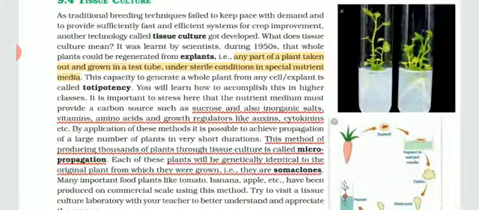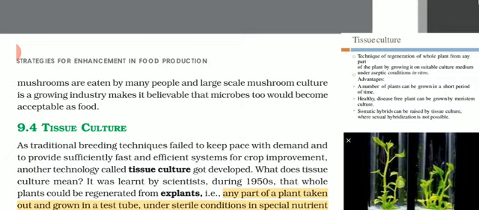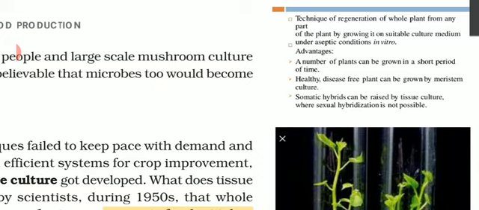Now if we talk schematically, number first, it is a technique of regeneration of a whole plant from any part. The part can be a meristem, a leaf, a stem, a root, or a bud. It should be grown in a suitable culture medium. I'm repeating, suitable culture medium means a nutrient medium that contains some of the hormones. Plant hormones are also known as phytohormones. So it should contain an adequate amount of minerals, vitamins and hormones.